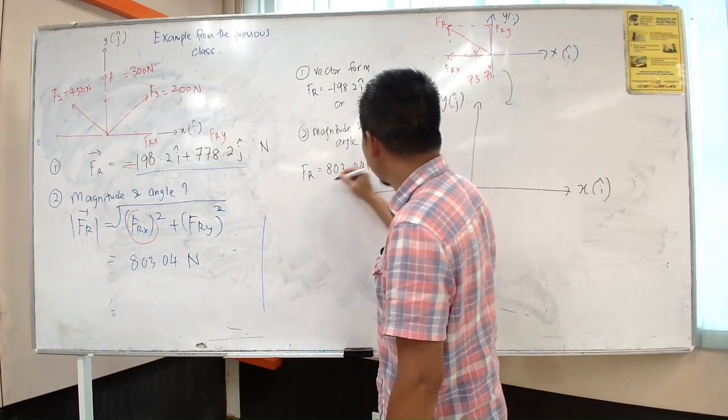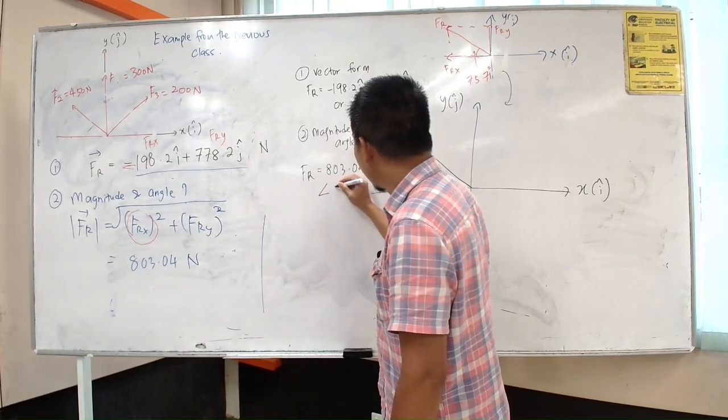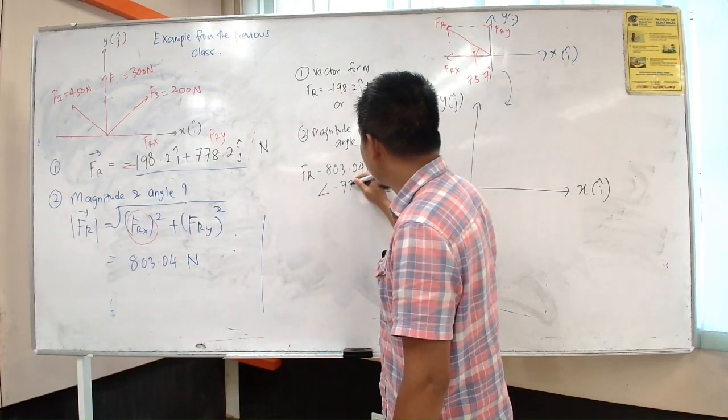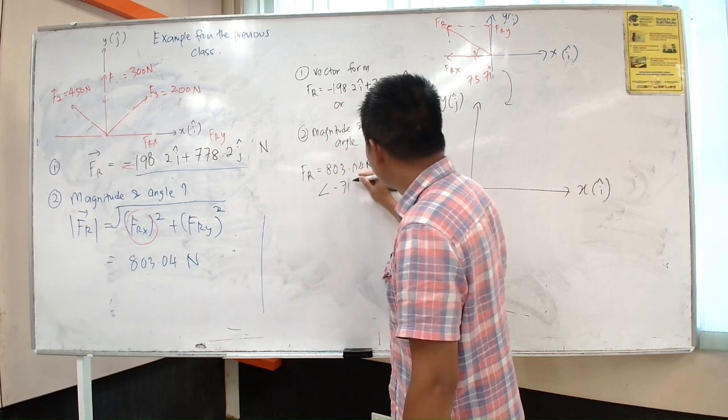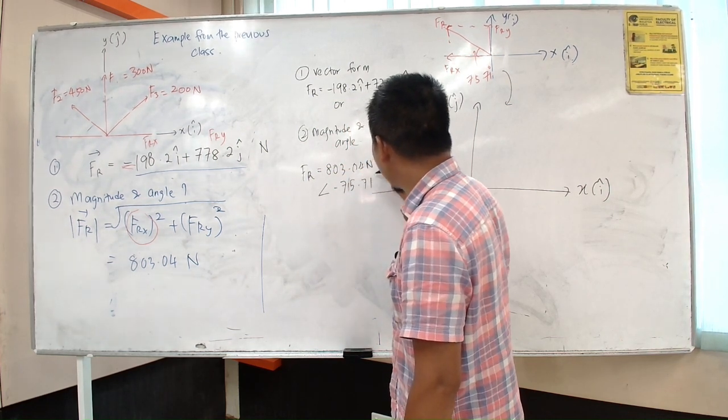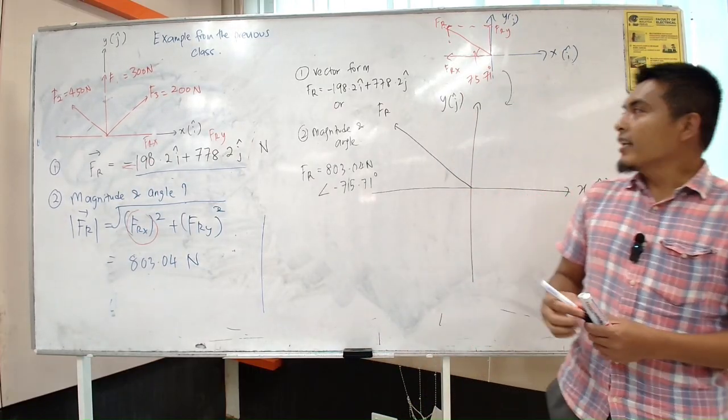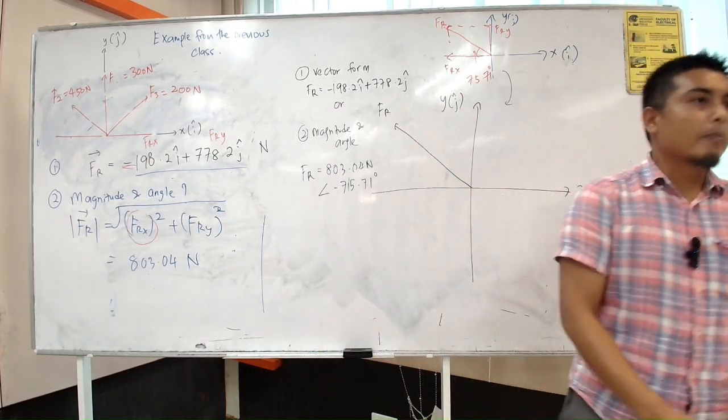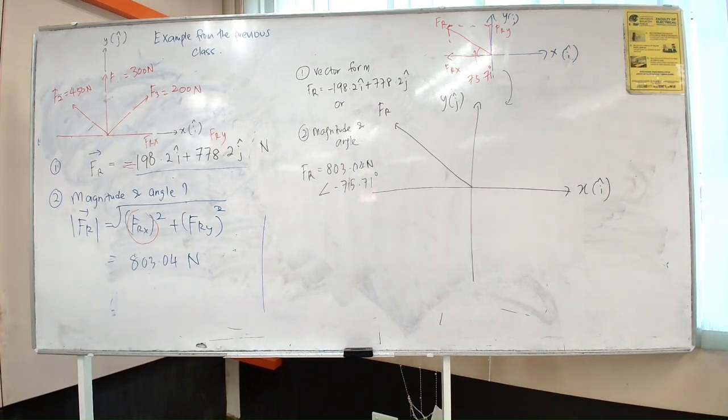803.04 Newton with the angle of negative 75.71. So it means that in the exam paper, in the test, the question can be find the FR. Either I can ask you in the exam, find the FR in the vector form. So, this is the answer.